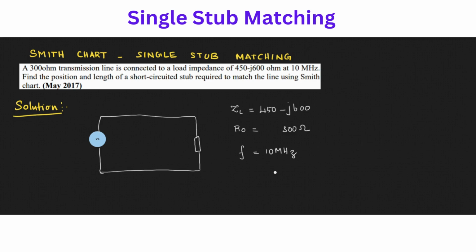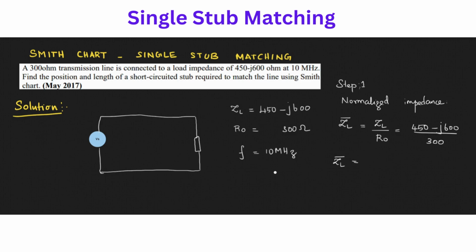Let's see how to proceed with the problem. Step 1. You have to find out the normalized impedance. How to calculate the normalized impedance? We have seen in the previous video. The normalized impedance is denoted as ZL bar, which is given by ZL divided by R naught. So for this problem, 450 minus j600 divided by 300. So ZL bar is equal to 1.5 minus j2.